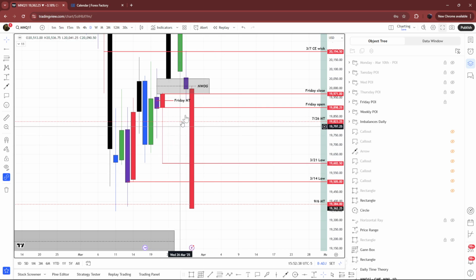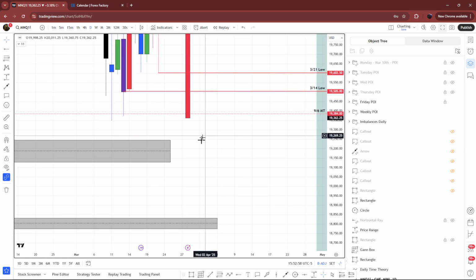And then again, if this area is balanced, there's no need for Friday to not jam through all this, because if there is any imbalance, which there doesn't look like there is any, even the smallest bit of imbalance like this, it doesn't need to stop and reject there. It just needs to cover it because we're looking for lower prices.